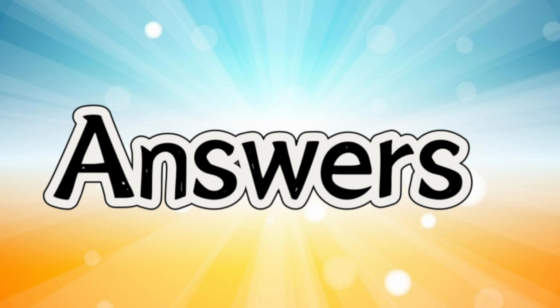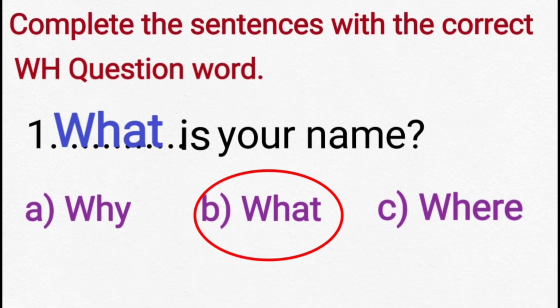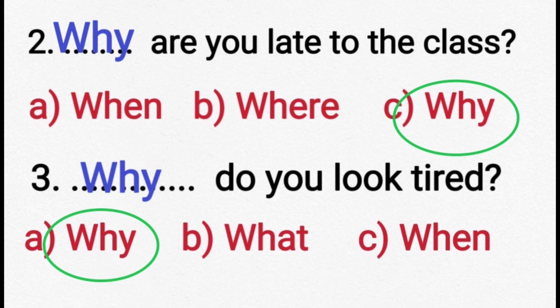Here are the answers for you. Number 1. What? What is your name? Or what's your name? So the correct answer is B. Next. Why? Why are you late to the class? C. Number 3. Also, why? A. Why do you look tired?